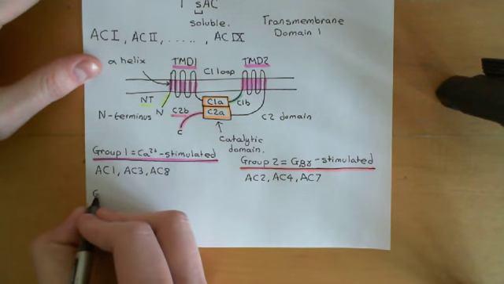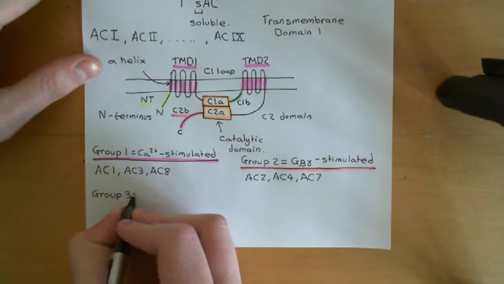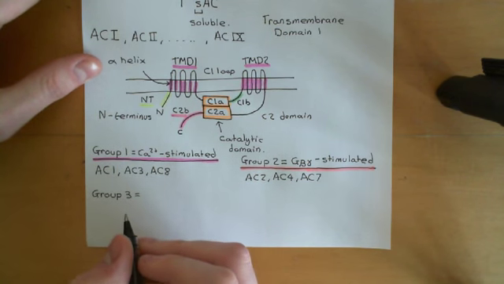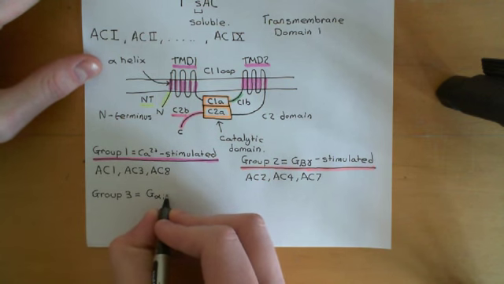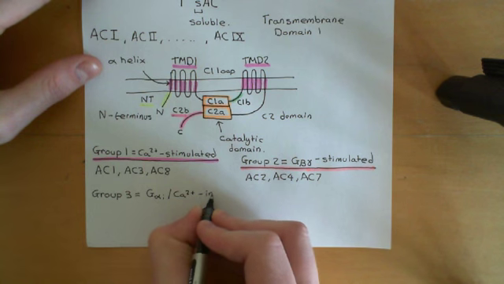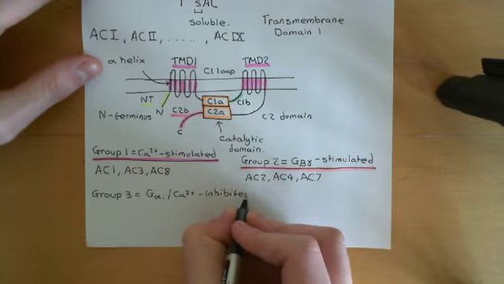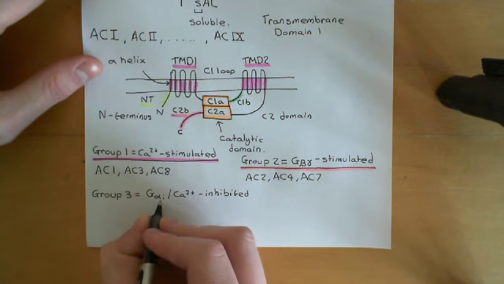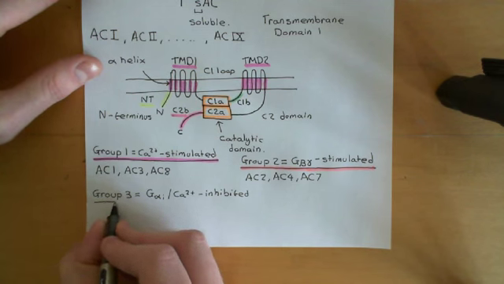Okay, next up is group number 3. Group number 3 contains 2 adenylyl cyclases. The members in group number 3 are the G-alpha I and calcium inhibited adenylyl cyclases. So G-alpha I / calcium inhibited, and both the adenylyl cyclases in this group are inhibited by both G-alpha I subunits, and also calcium, and we'll discuss both of these things later on.